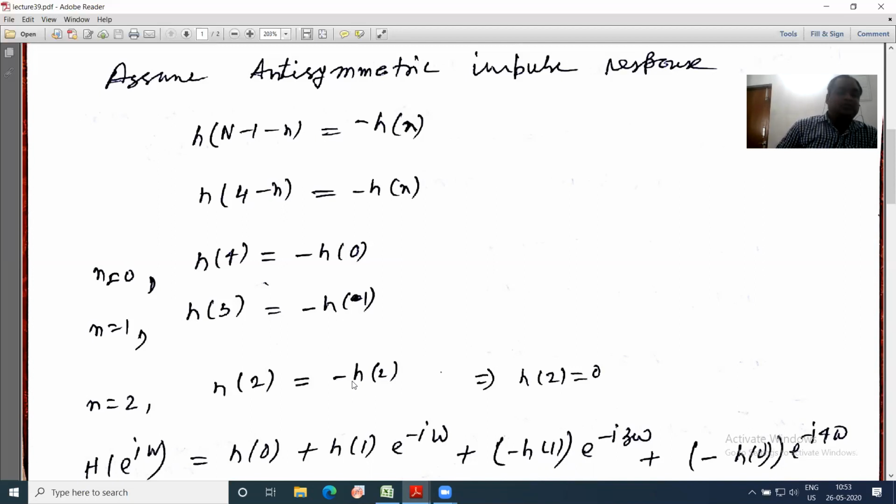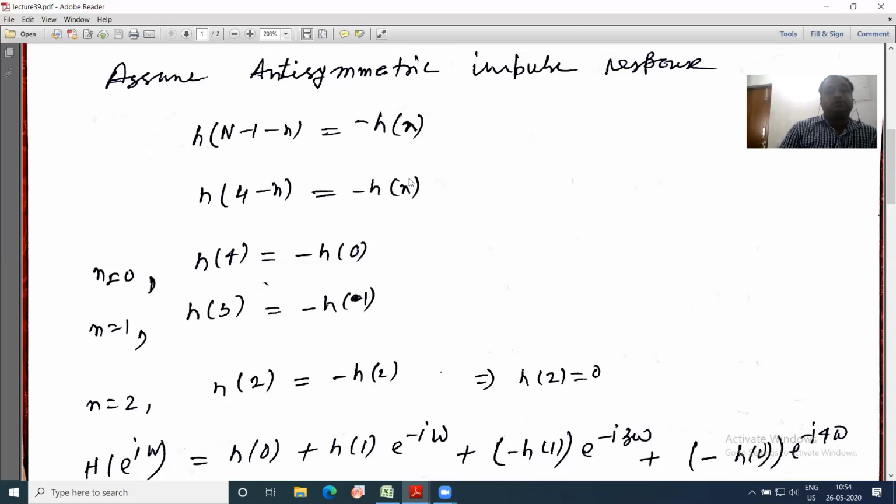Agreed? Suppose h2 equal to minus h2, which means x equal to minus x, so x plus x, 2x equal to 0, means x equal to 0. Therefore, if the condition is that I put n equal to 2, it becomes h of 2 equal to minus of h2. So h2 equal to minus h2, that is possible only if h2 equal to 0.